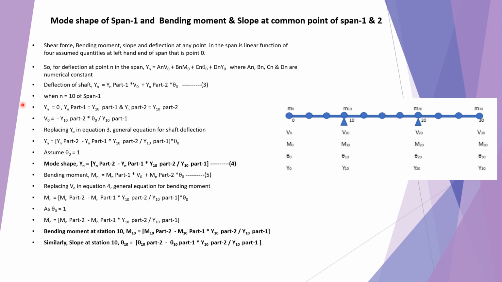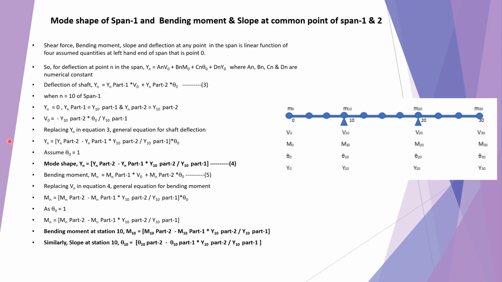When n is equal to 10 of span 1, yn is 0, yn part 1 is equal to y10 part 1 and yn part 2 is equal to y10 part 2. So V0 is equal to minus y10 part 2 into theta 0 upon y10 part 1.